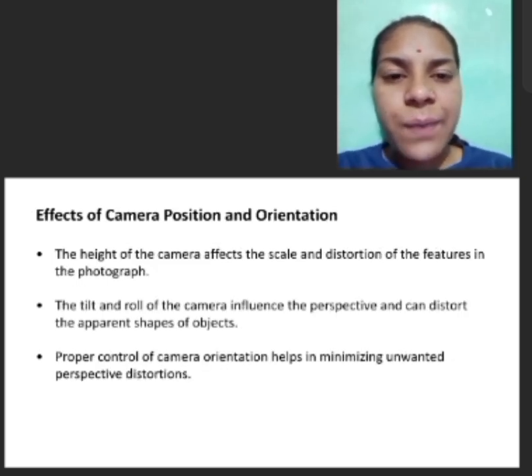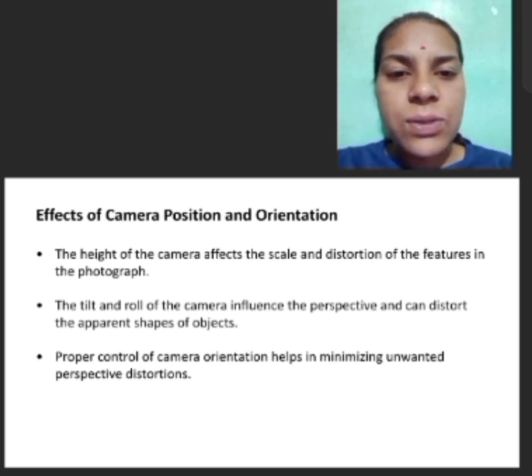In this slide, I explain the effects of camera position and orientation. First point, the height of the camera affects the scale and distortion of the features in the photography. Second point, the tilt and roll of the camera influence the perspective and can distort the apparent shapes of objects. Third point, proper control of camera orientation helps in minimizing unwanted perspective distortions.